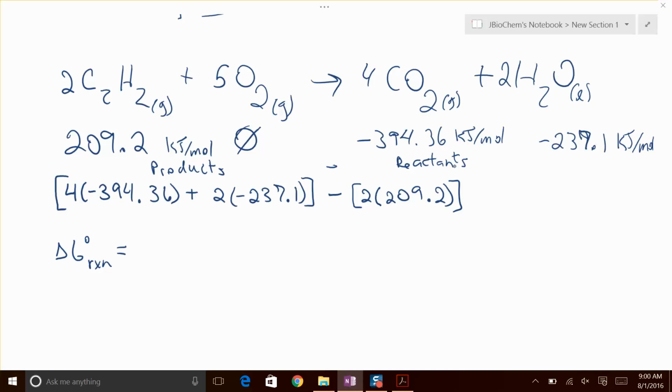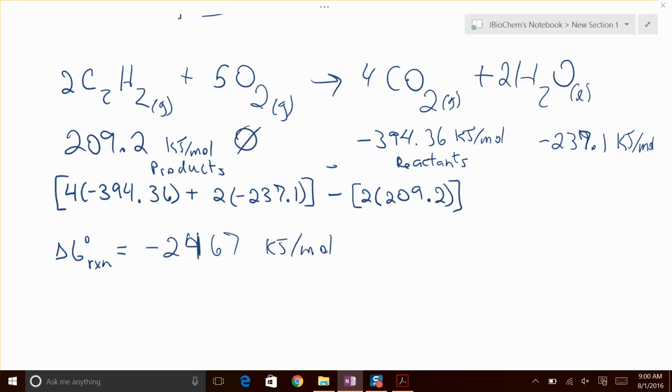Okay, what are you guys finding for your delta H of reaction or delta G of reaction here? 467 kilojoules per mole. Okay. So is this endothermic or exothermic? Exothermic. This is an exothermic reaction.